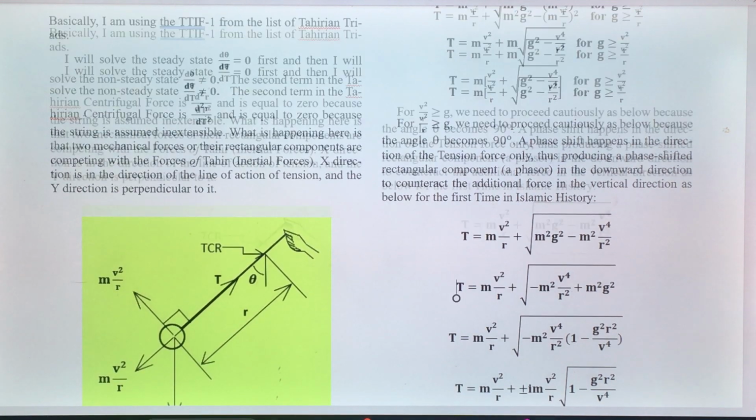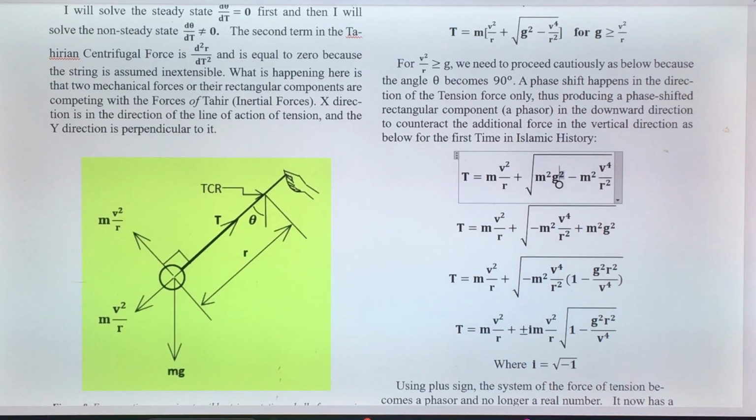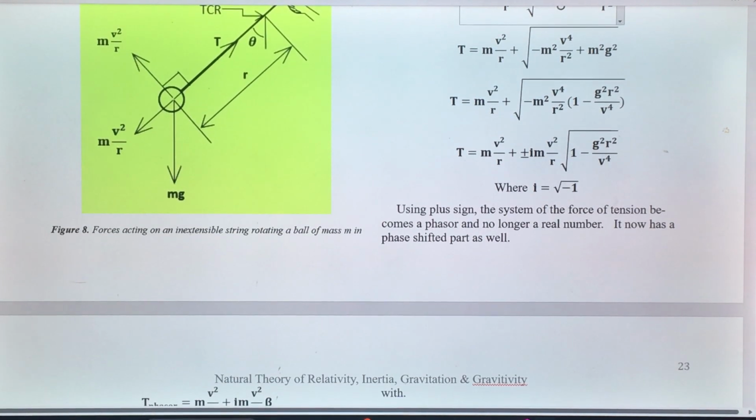So what is that? It is the phase shifted component, the one in here: T is equal to mv square over r plus square root of m square g square minus this one, m square v4 over r4. So you will see how, when we take the square root of -1 out, when v square over r becomes greater than g, we take it out. So we introduce the phase shifted component. Using plus sign, the force of tension becomes a phasor and no longer a real number.